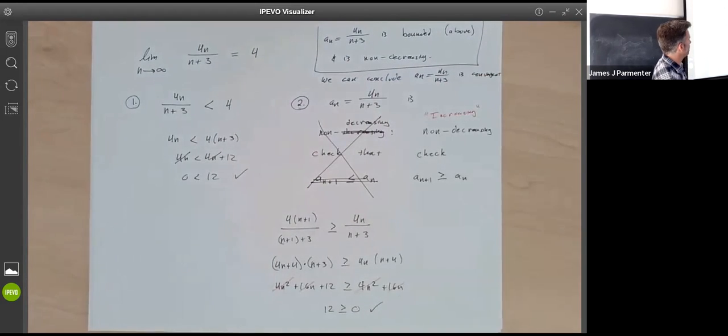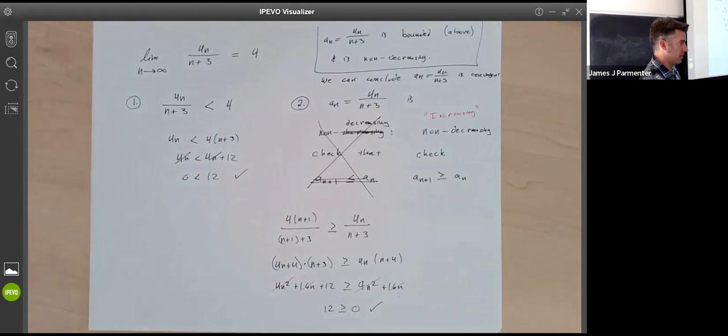Now you might say, James, that feels like a lot of work for a limit we already know how to do. And it is. It's way more work than you need to do for this limit. But we're going to see pretty soon some examples where this idea comes back.